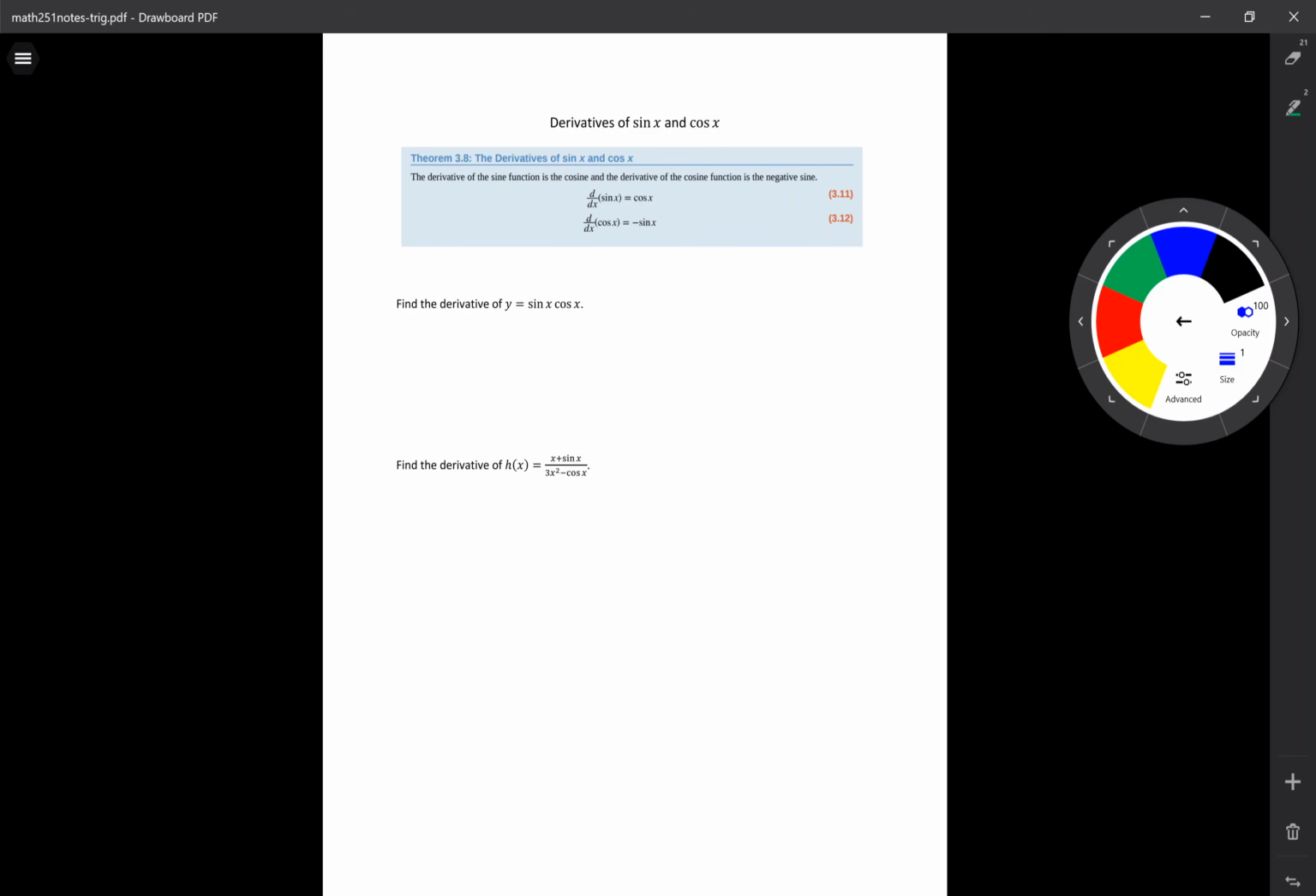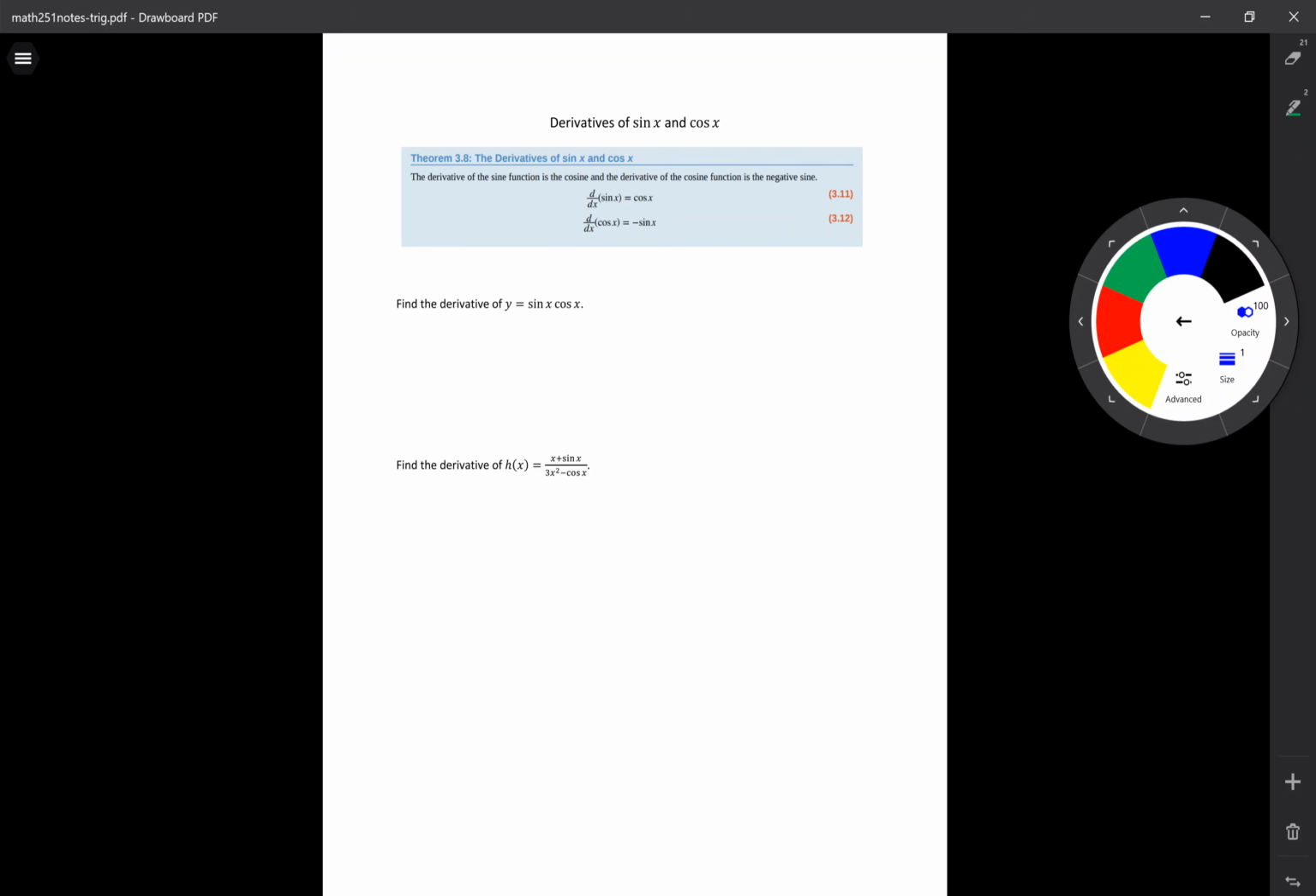In this video, we are going to be talking about the derivatives of sine of x and cosine of x and how we can use those derivatives in order to find the derivatives of some more interesting functions as well. So this theorem 3.8 is straight out of the textbook and it tells us what the derivative of sine of x and cosine of x are. The derivative of sine of x is cosine of x, and the derivative of cosine of x is negative sine of x. So there we have it. Those are the derivatives. And now we can use these derivatives to find other derivatives as well.